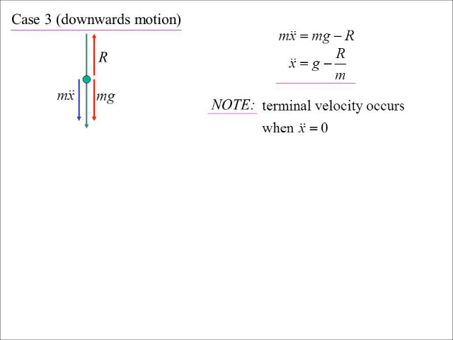Now, there's a new term we need to talk about, which is called terminal velocity. Terminal velocity happens, as you can see there, when acceleration is equal to zero. In other words, it's like saying the forces are all balanced. So we're travelling down, but we would get to a point where we'd be travelling with a constant velocity because the acceleration is zero.